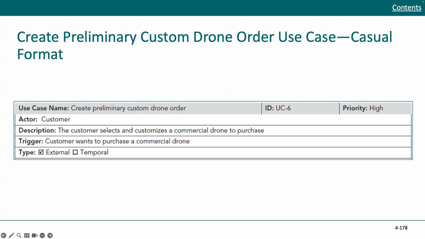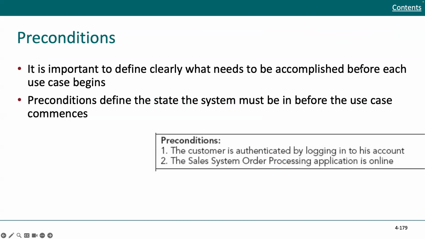Those are possible things that you can have. So we want to explore, create a preliminary custom drone order use case. And so this is the casual format. And once again, this is the drone tech company we're using as an example. And this is how we can be thinking what a casual format would be for this.